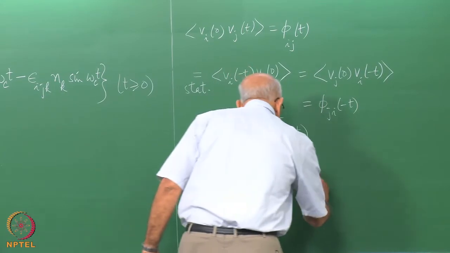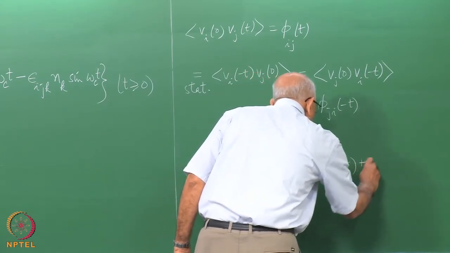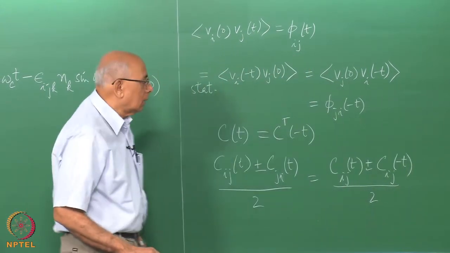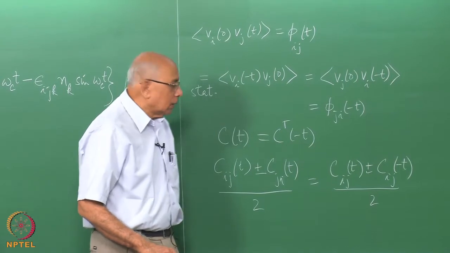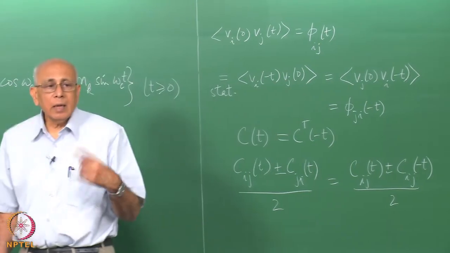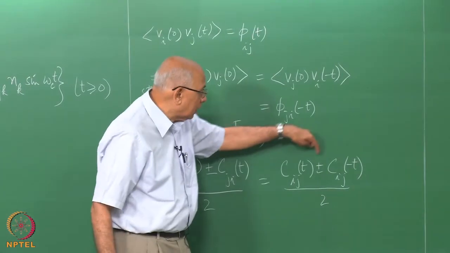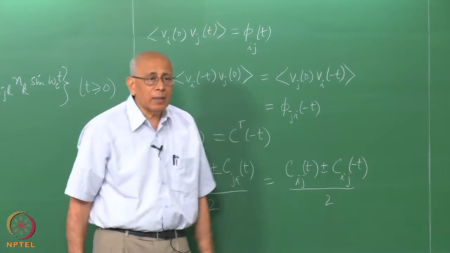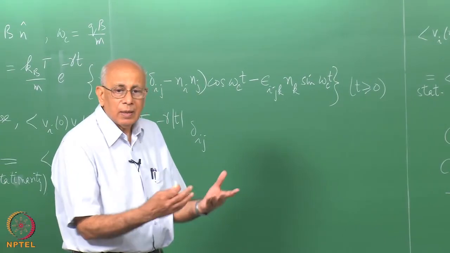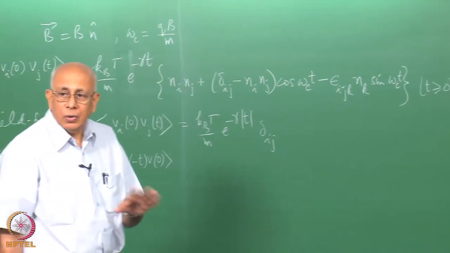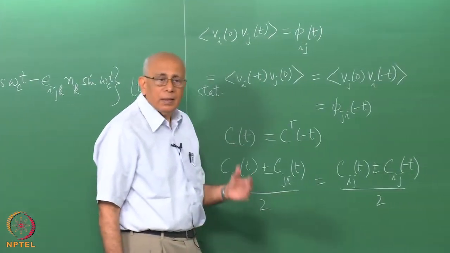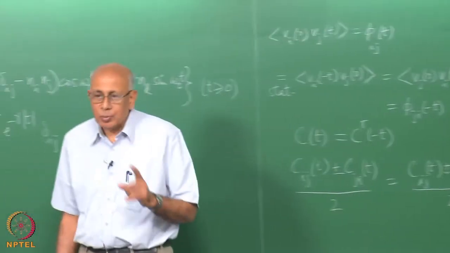But by this property, this is equal to C_ij of t plus or minus C_ij of minus t, over 2. It follows therefore that for this correlation tensor C_ij of t, its symmetric part is an even function of t, and its antisymmetric part is an odd function of t. That is a general property. As soon as you have a correlation matrix for some random variable and it is stationary, the symmetric part of the correlation tensor is an even function of the argument, and the antisymmetric part is an odd function of the argument. We will use this property later on.